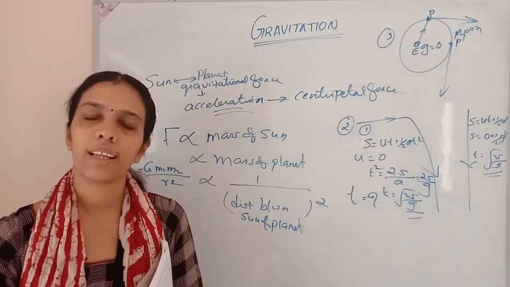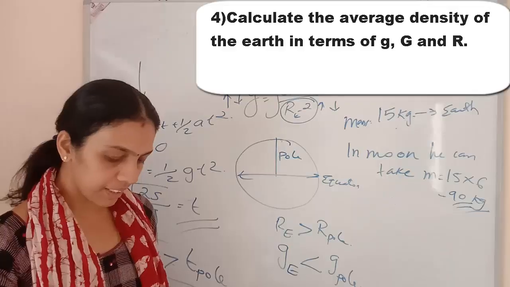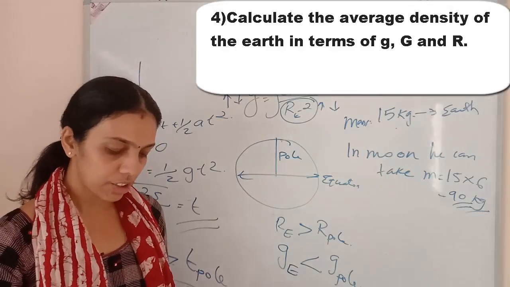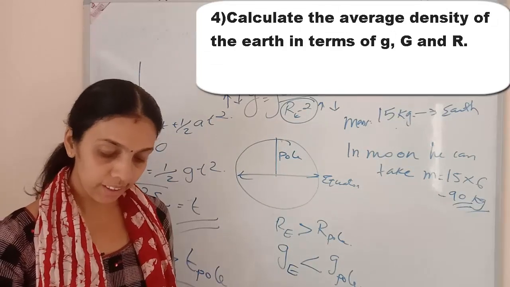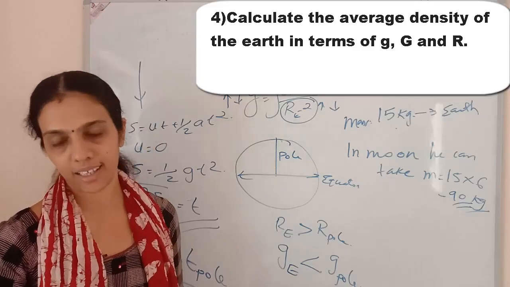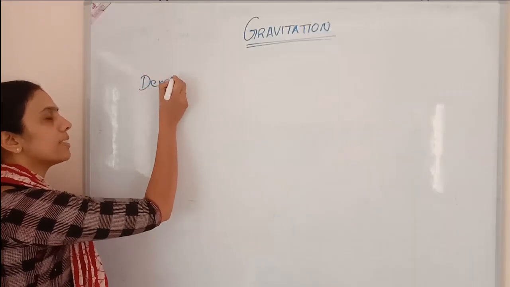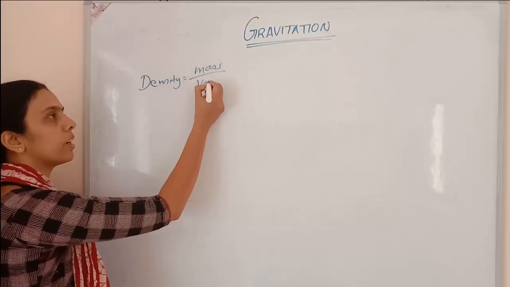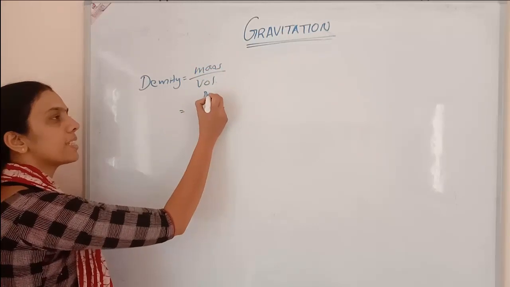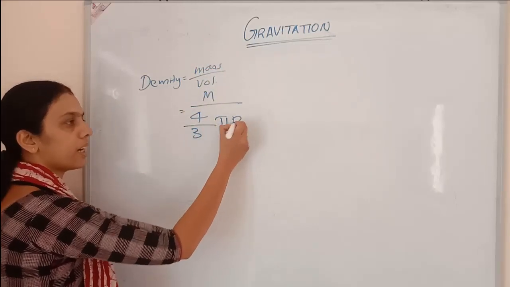It will be moving in the tangential direction. Okay. Calculate the average density of the earth in terms of small g, capital G and R. So we know that density equals mass by volume. Mass divided by volume of earth, which is 4 by 3 pi r cube.